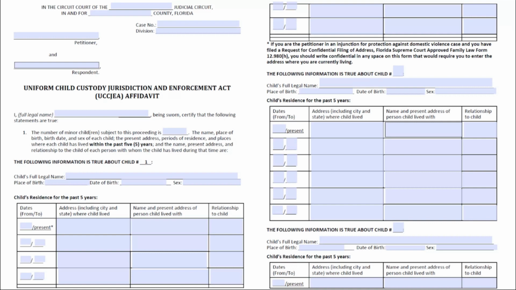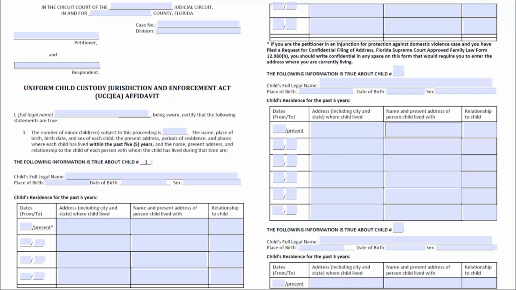If, for example, the minor child resided outside of the state of Florida for a significant period of time in the past 5 years, there could be a question of whether a Florida court is the most appropriate court to determine issues of child custody.